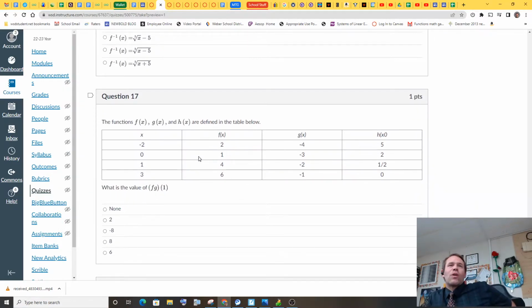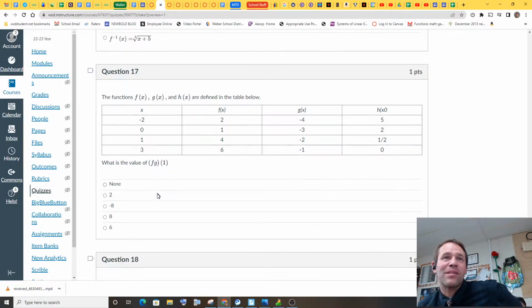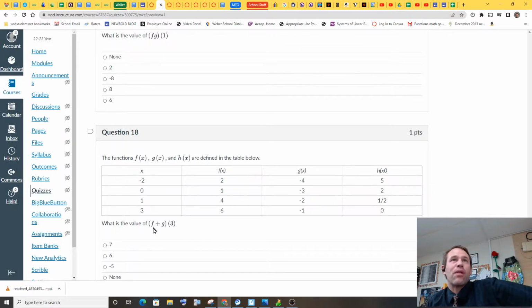Ooh, here's a table. What's the value of fg of 1? I'm wondering if we're missing a symbol there. Now that I think about it, I'm going to have to go in and fix that. Thanks for letting me see that. And then that has a plus, so that's easy. Just going to add the functions together of 3.